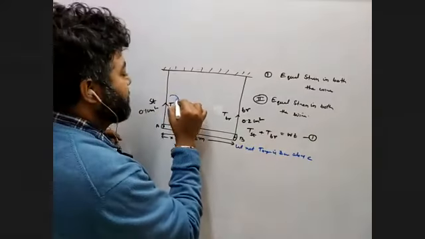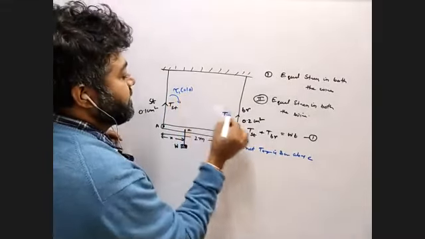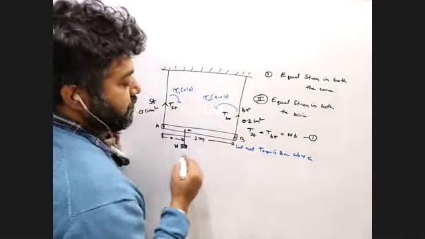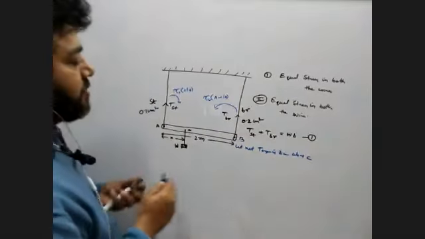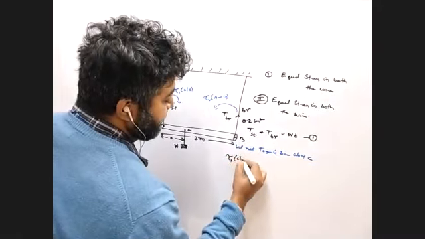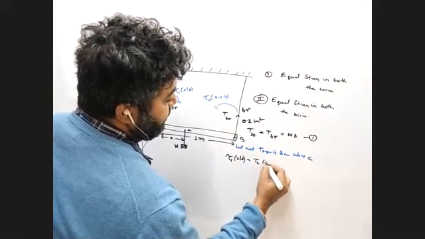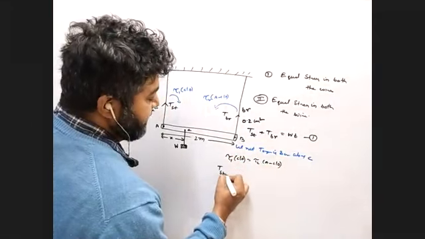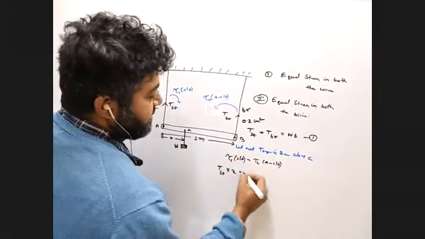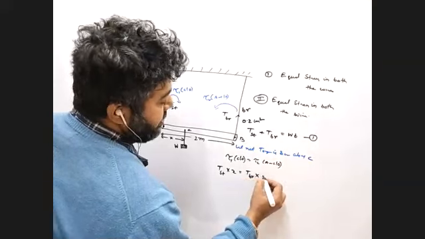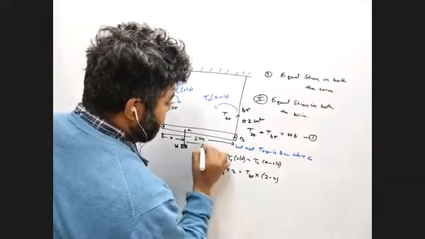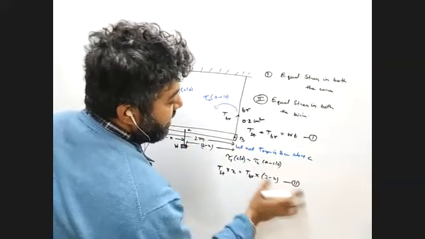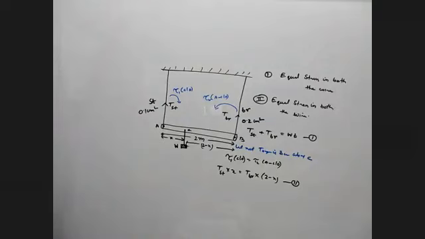So now see, this one is clockwise and this one is anti-clockwise. So what we can say, torque clockwise is equals to torque anti-clockwise. So torque clockwise means tension of steel into X, that is the tension of brass into 2 minus X, the remaining part. So let it be the equation number 2. Now after this two equation, we see the condition.